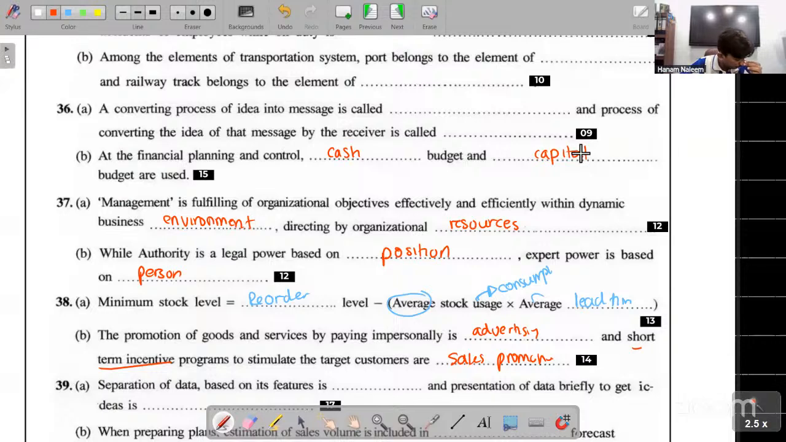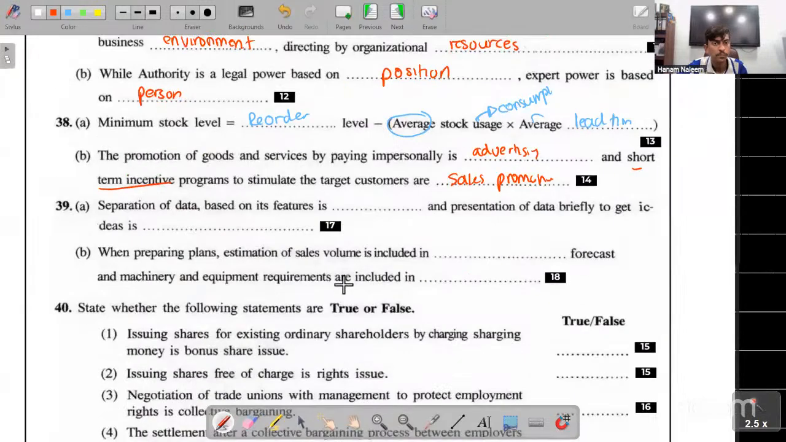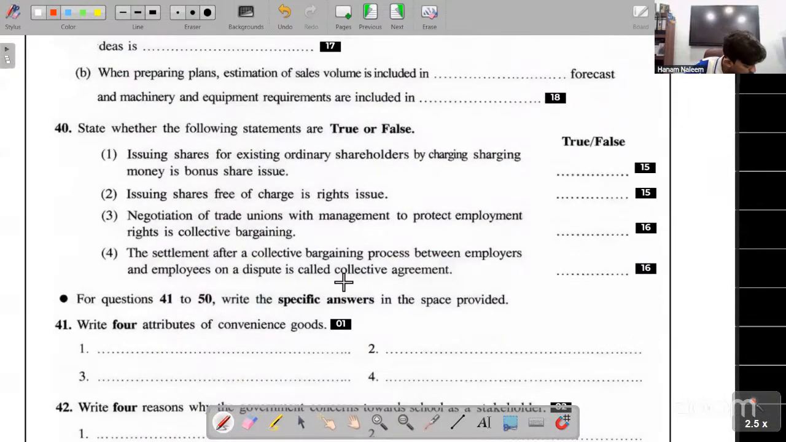Okay, fine. Then 41. Issuing shares to existing shareholders by charging money is a bonus share. No. Bonus share means you give the shares for free. You don't charge anything. So that's completely false. Then issuing shares free of charge is a rights issue, wrong. Issuing shares free of charge is a bonus issue. So that is also false. Okay, fine. That's all from part 1.